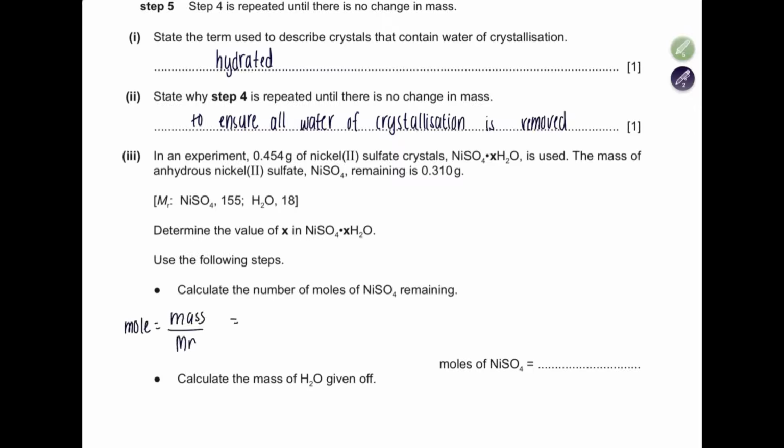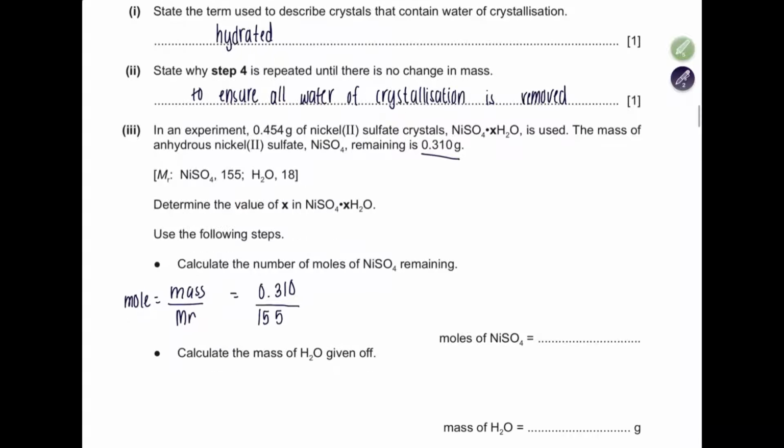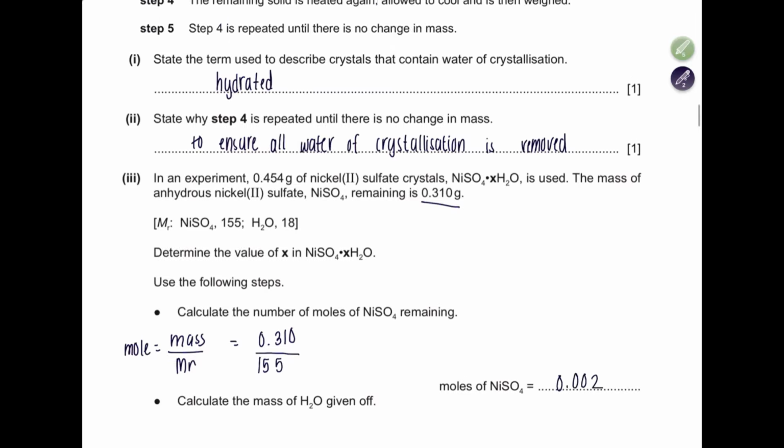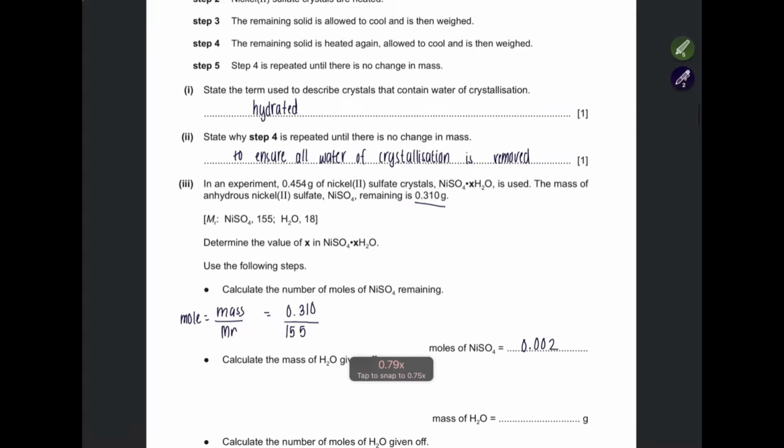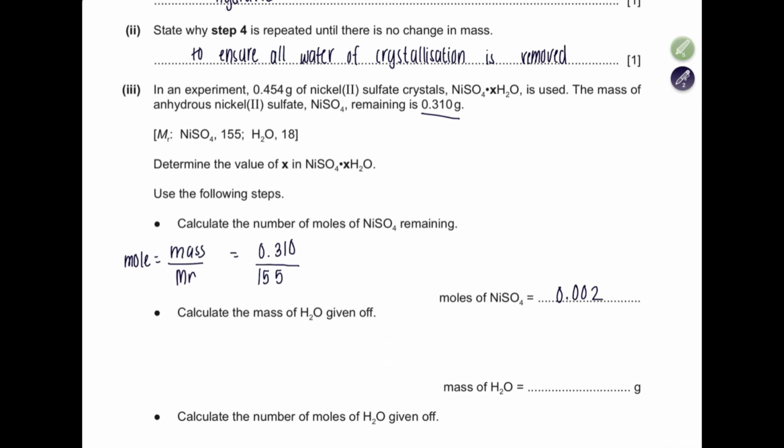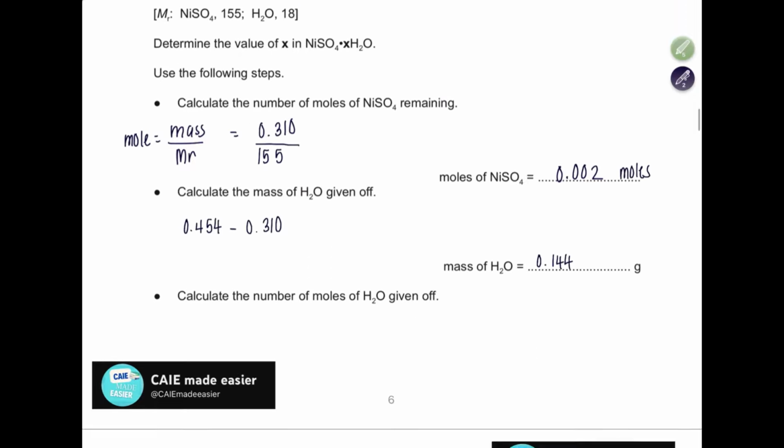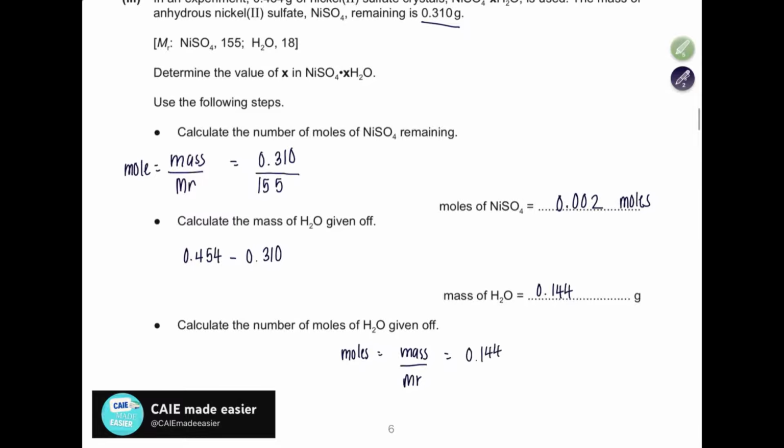They told us the mass is 0.310. 0.310 divided by Mr, which is 155. That is going to be 0.002 moles. Calculate the mass of H2O given off. To do that, we can just subtract both masses, because we know hydrated minus anhydrous is going to give us the mass of water, 0.144 grams. Calculate the moles of water given off. Mass is 0.144 divided by Mr, which is 18 here, so it would be 0.008.